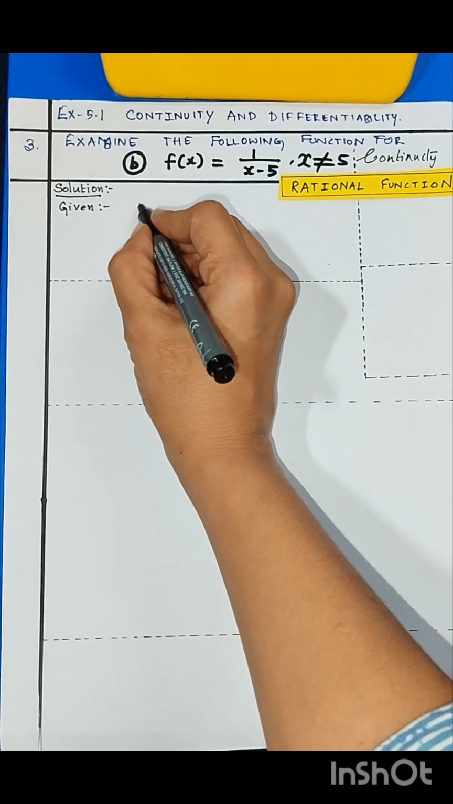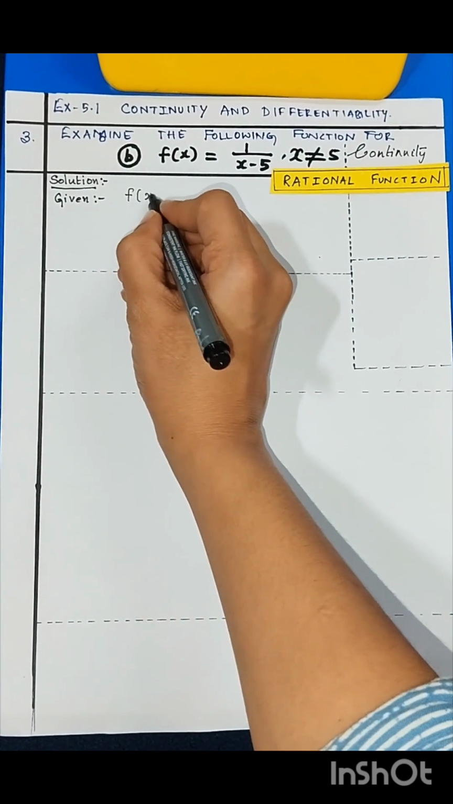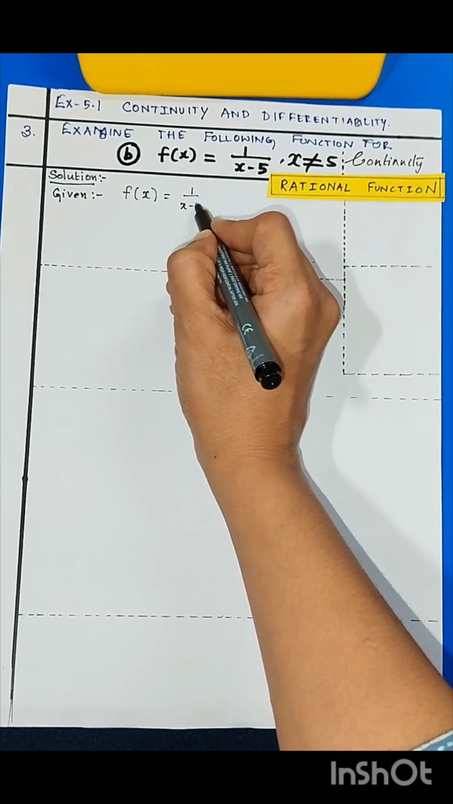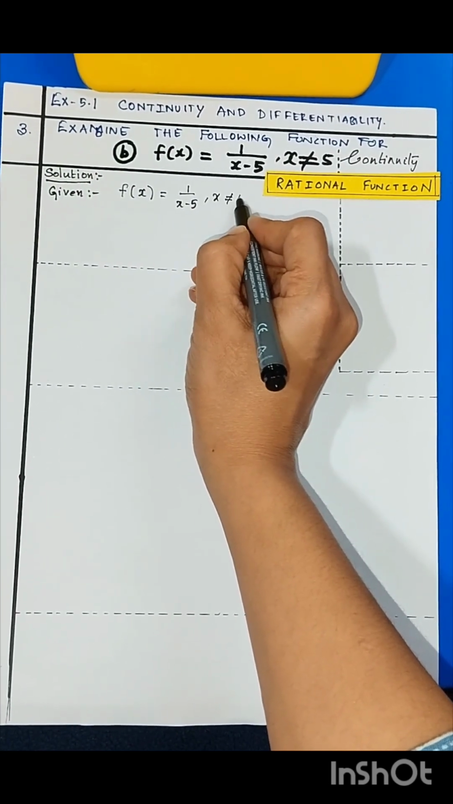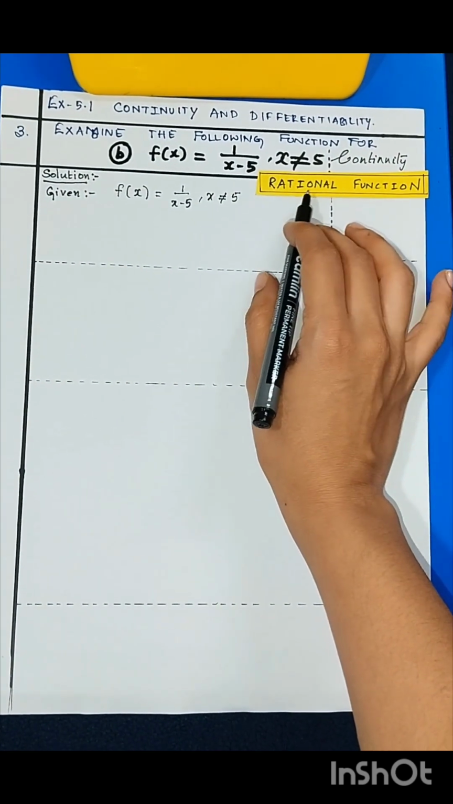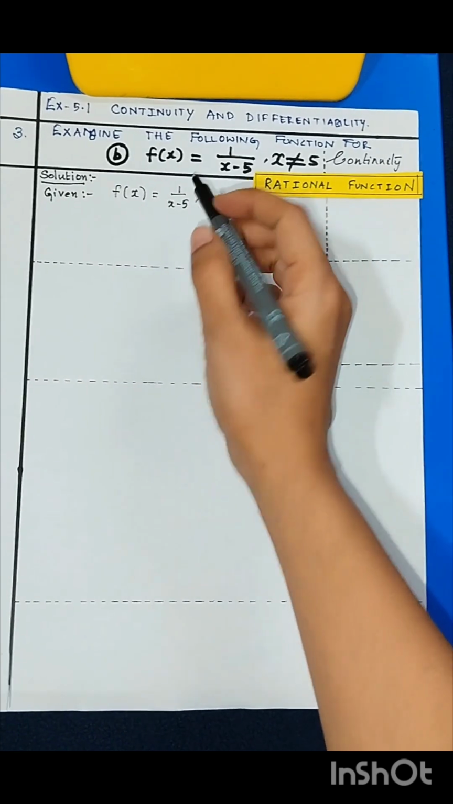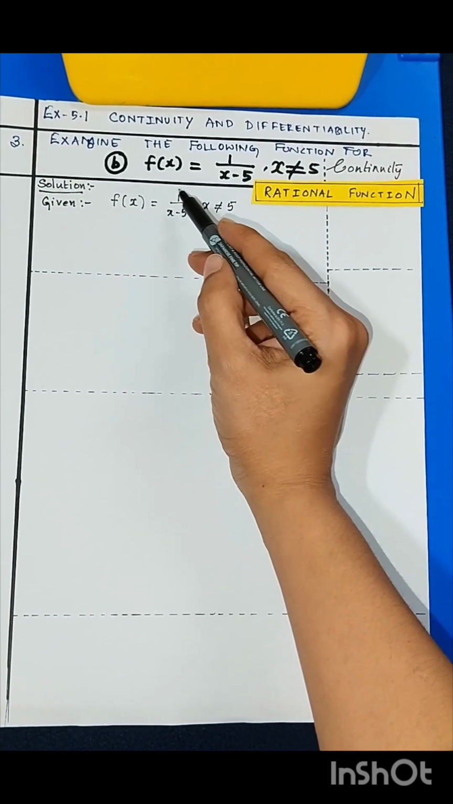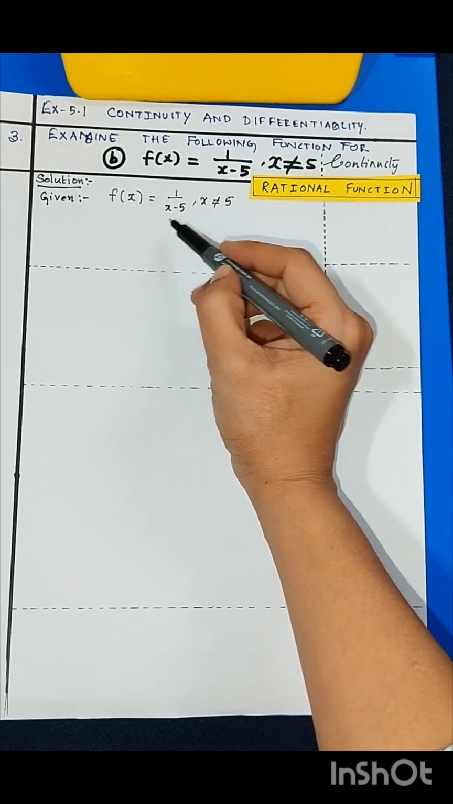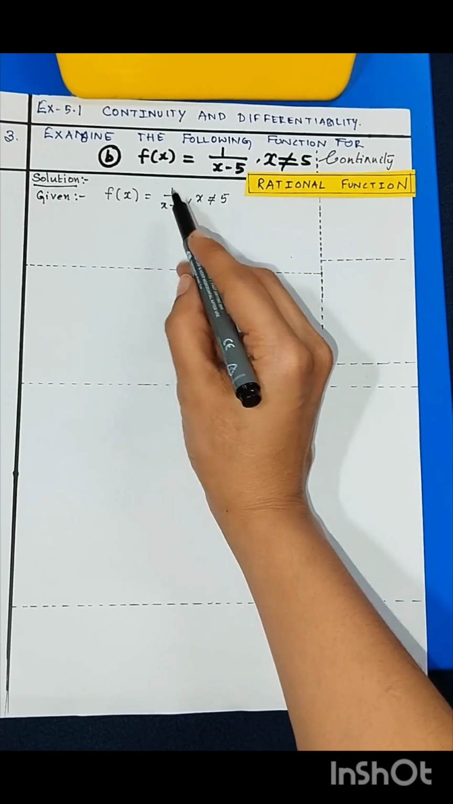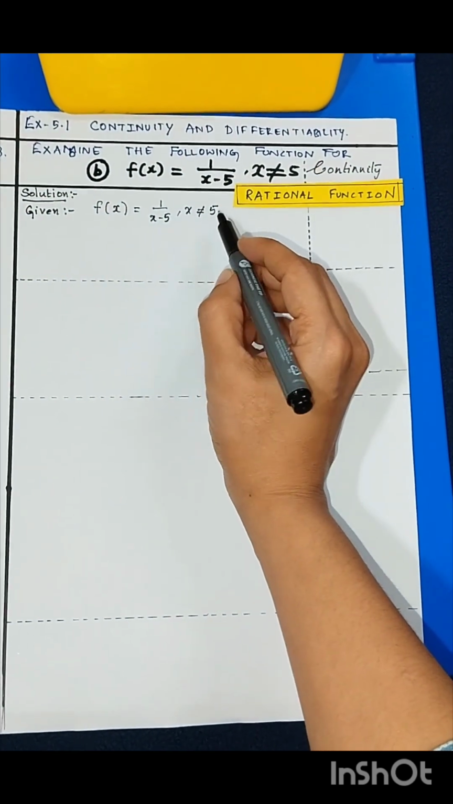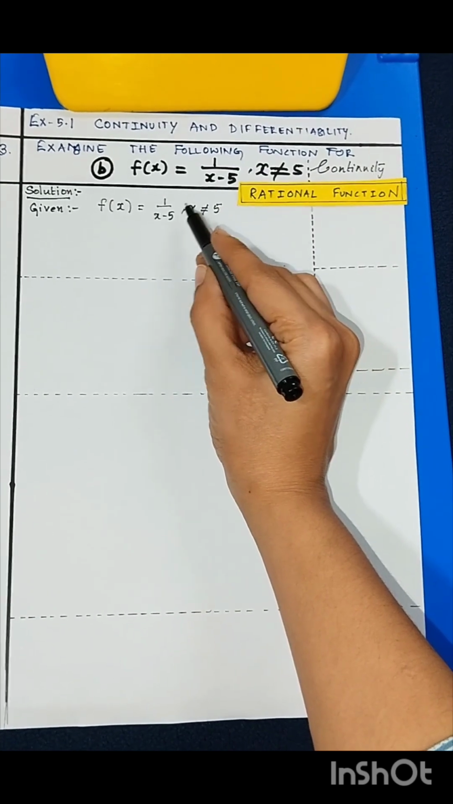Given function f of x is equal to 1 by x minus 5 and x is not equal to 5. This is a rational function. Why is it called a rational function? Because it is polynomial by polynomial. So the numerator is a polynomial function, the denominator is a polynomial function, and hence we call this a rational function.